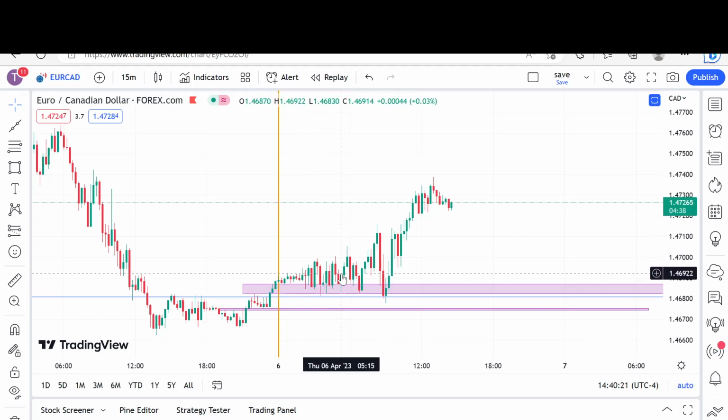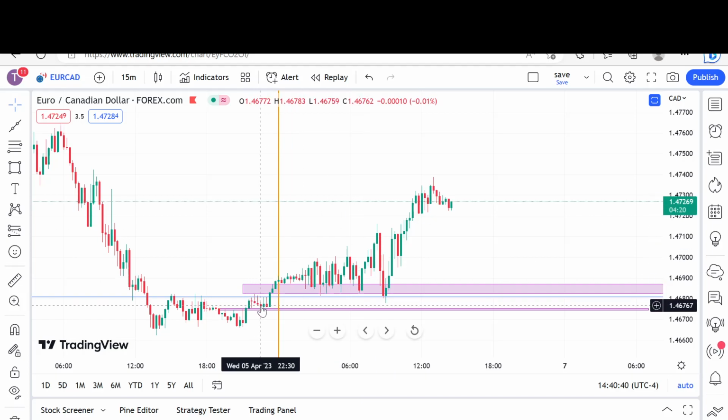Now, many people will see this and think, okay, this is a clear established level of support. Look at all these rejections. It keeps rejecting. Price is telling me that it wants to hold this as support and move up higher, right? Well, we have to keep in mind that it did not take any key liquidity pool. It did not take Asian session lows.